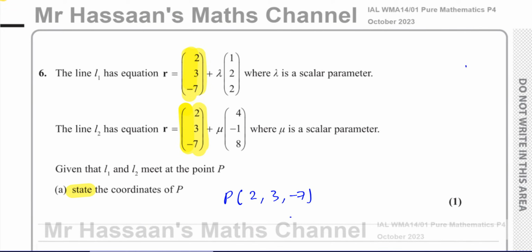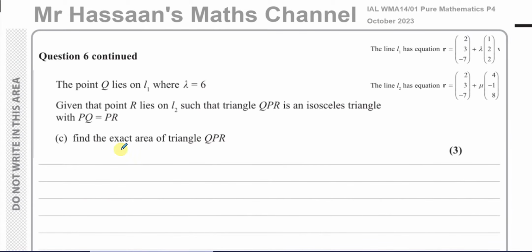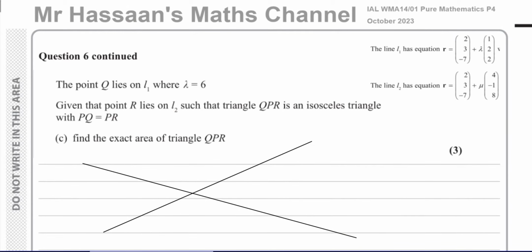Now let's go on to the next part of the question, which is part C. It says the point Q lies on line 1. So we've worked out a few things. We have two lines, line 1 and line 2. I don't know how they go, but this is the point P. Let's say this is line 1, let's say this is line 2. Always with vectors, draw diagrams. Very, very important to draw diagrams. The angle between them is theta.